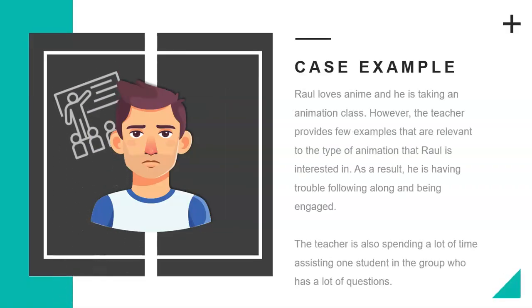Raul loves anime and he is taking an animation class. However, the teacher provides few examples that are relevant to the type of animation that Raul is interested in. As a result, he's having trouble following along and being engaged. The teacher is also spending a lot of time assisting one student in the group who has a lot of questions.